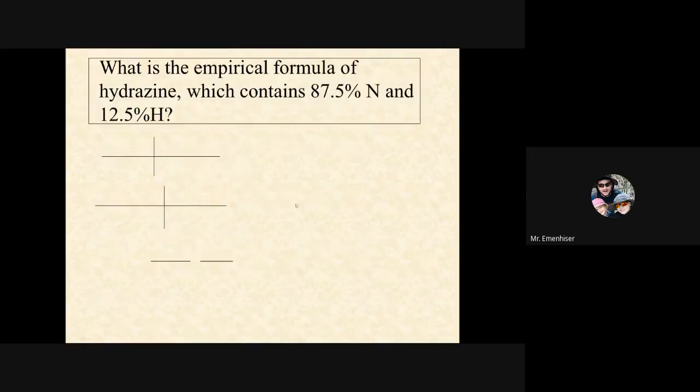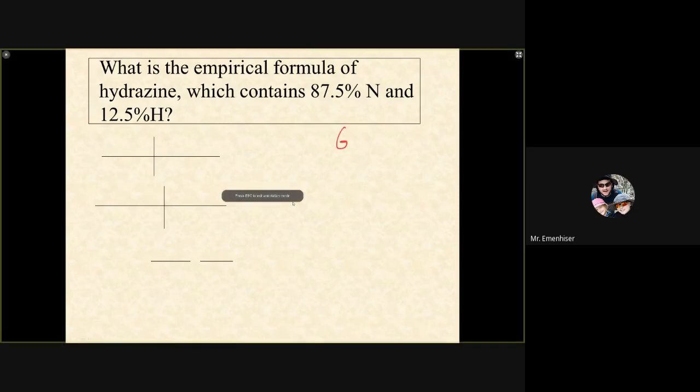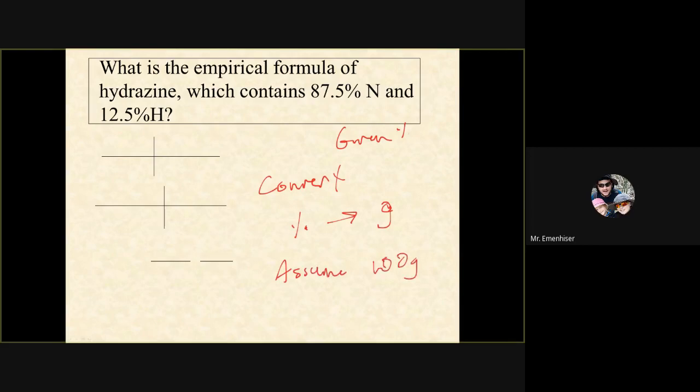What is the empirical formula of a hydrazine, which has 87.5% nitrogen and 12.5% hydrogen? So this one we're given percents. The way that you do this one is you can convert percent to grams. And the way that we do that is we assume 100 grams. So let's assume that we have a 100-gram sample.